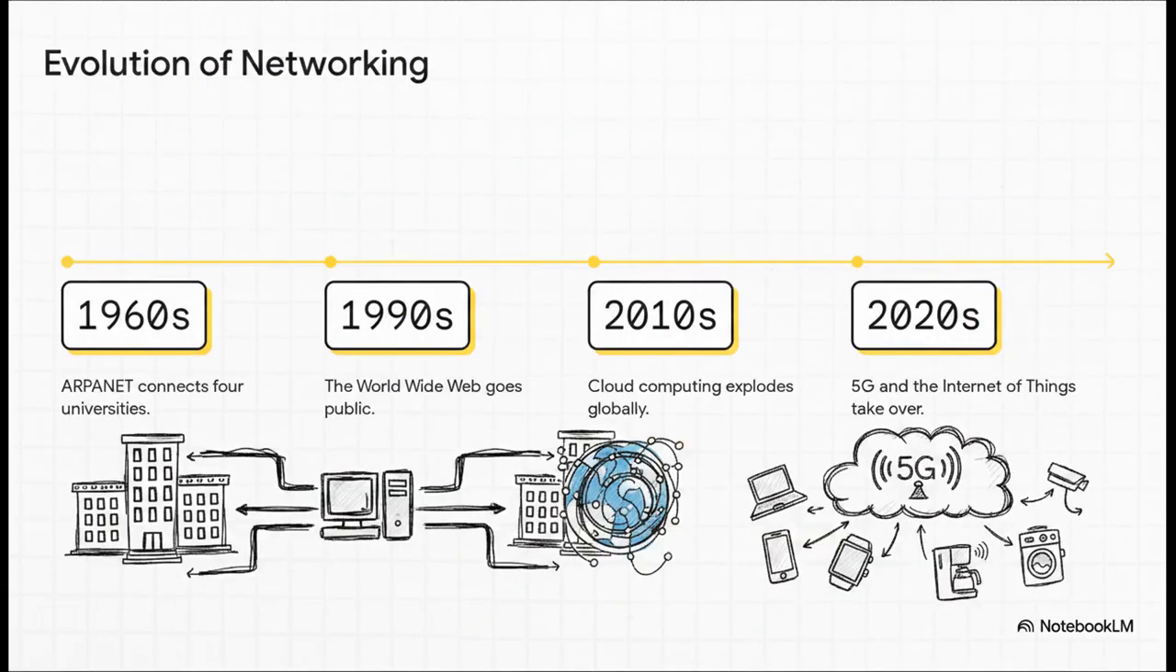To really grasp how we got here, let's take a quick look back. Networking basically kicked off in the 1960s with ARPANET, which connected just 4 universities for the U.S. Defense Department. Kind of a humble beginning, right? Then, fast forward to the 1990s, the World Wide Web goes public. The 2010s completely changed the game with the explosion of cloud computing, taking our data off our hard drives and onto remote servers. And now, the 2020s. We are absolutely surrounded by 5G and IoT, the Internet of Things. I mean, literally everything is connected now. Your phone, your watch, your fridge, even the CCTV cameras on your street. The sheer scale of this infrastructure today is just mind-blowing.